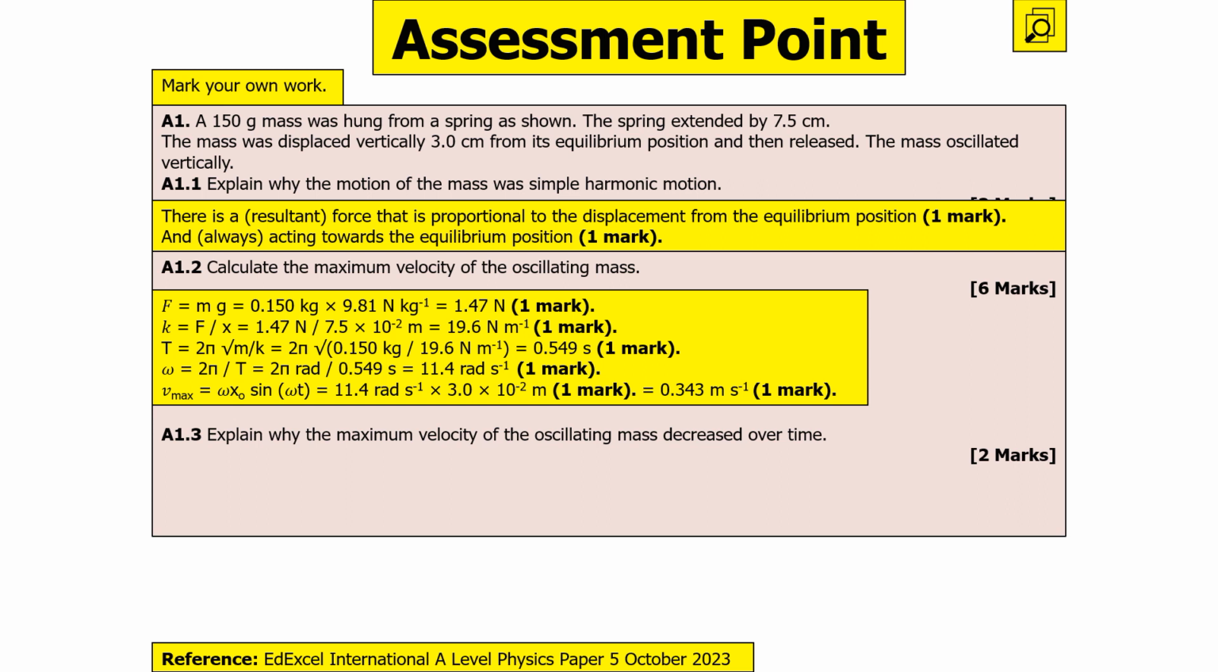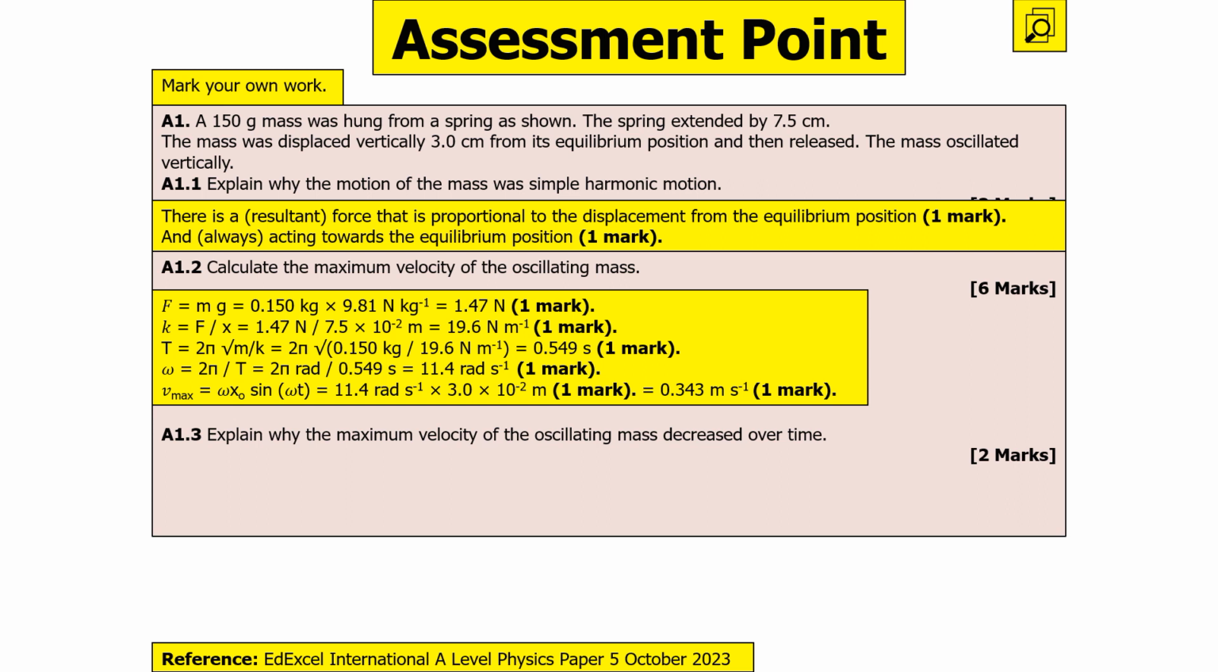We know, because it's a mass spring system, T equals 2 pi times the square root of m over k. Pop in all the values, and you get 0.49 seconds. Omega equals 2 pi over T, so it's 2 pi over that value, which is 11.4 radians per second. And then finally, v max is omega A, because sine omega t tends to 1, so it's 11.4 times 3 times 10 to the minus 2, the amplitude in meters.